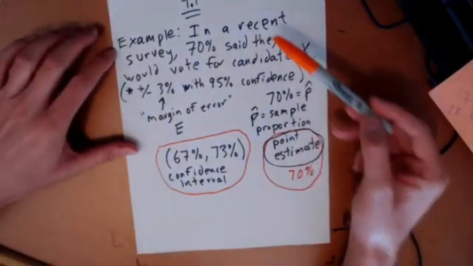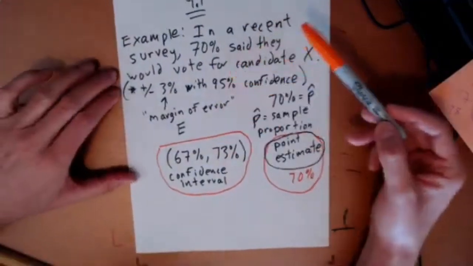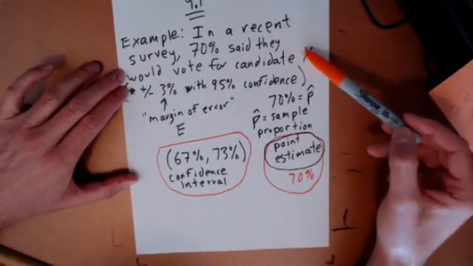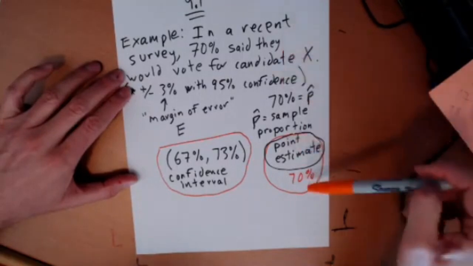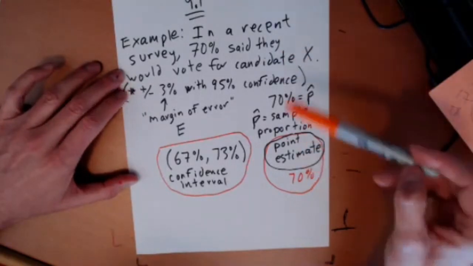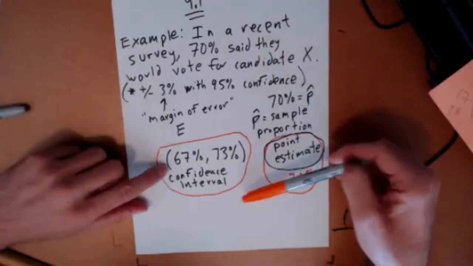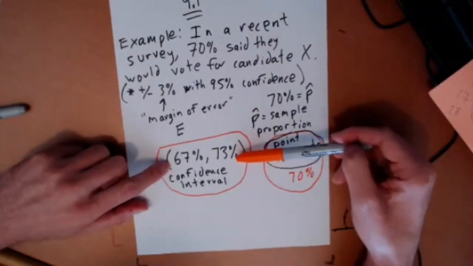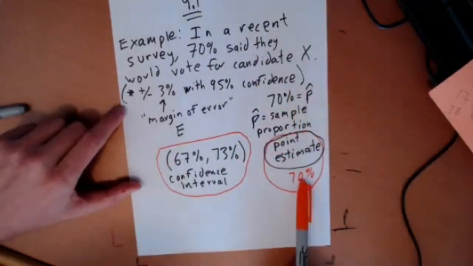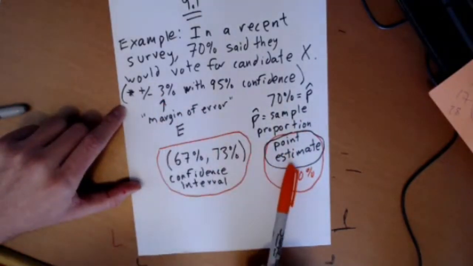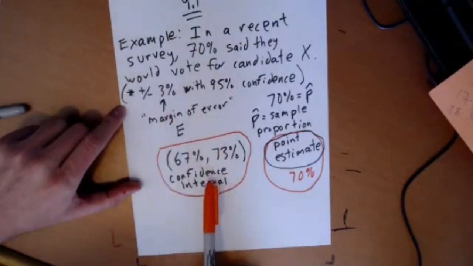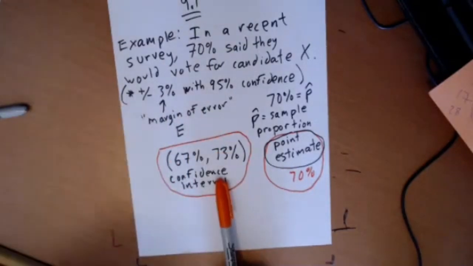So notice how we're kind of saying the same thing here. Oh, candidate X, what percentage of the people are going to vote for him? Point estimate, oh, about 70%. Okay. How many people are going to vote for him? Oh, probably between 67 and 73%. Okay. So you see how this point estimate comes with a margin of error. So the point estimate, when combined with the margin of error, would give us our confidence interval.